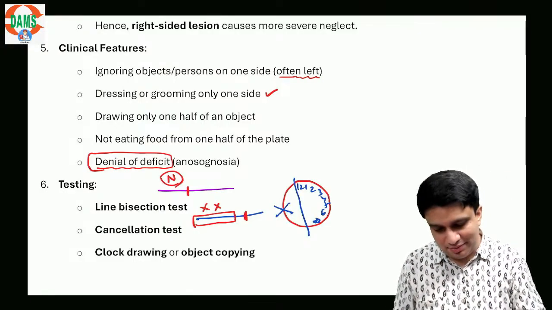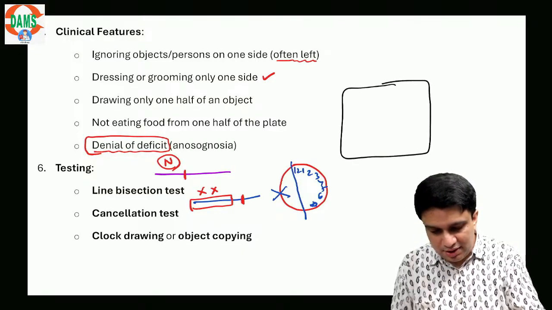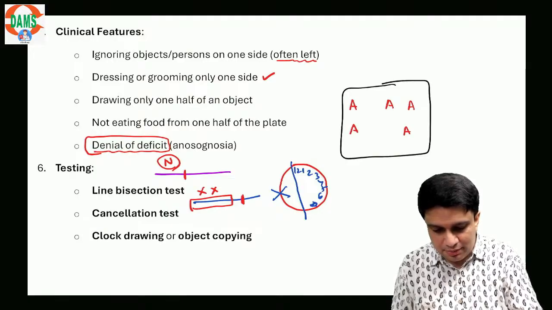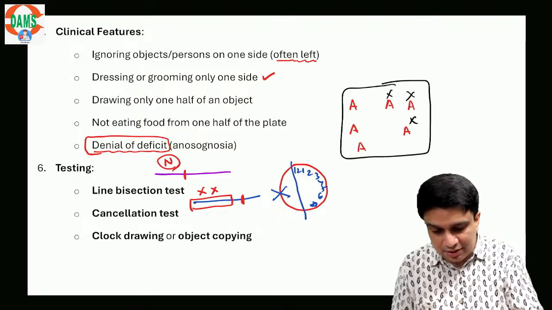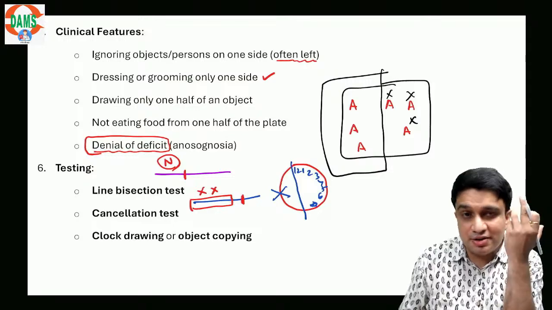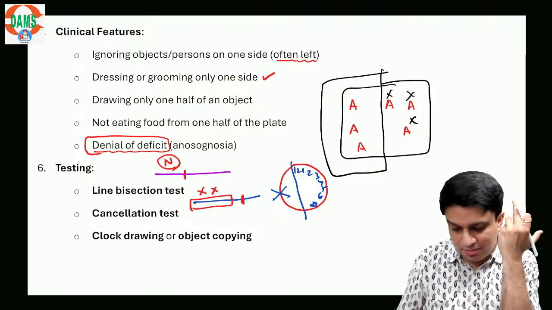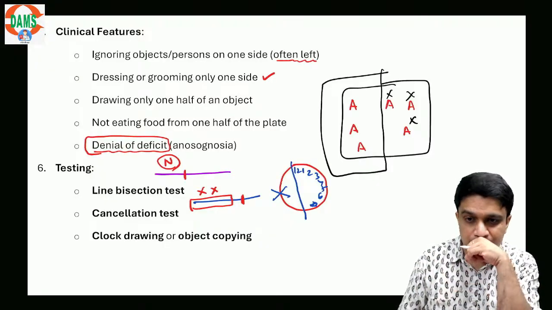Cancellation test. There's a big paper over here. I ask him to cancel the A's on the paper. He'll cancel the A's only on the right side of the paper, not the left side, because he neglects everything on the left side of the page. So there are a lot of tests that we can think about in which the person will not be able to complete the whole task on the left side.